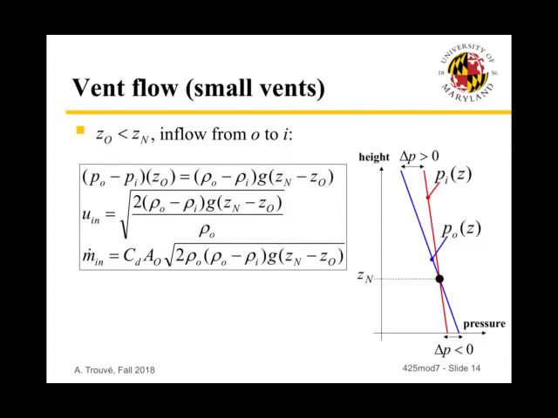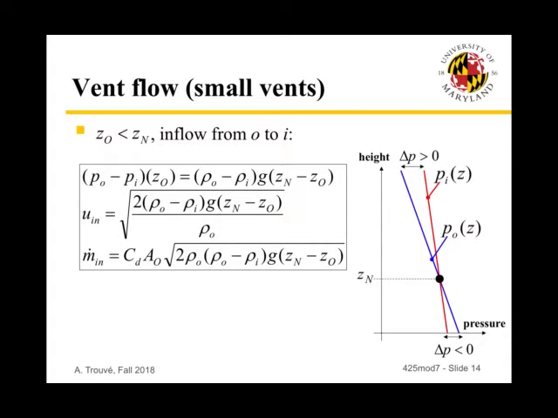Here on slide 14, now we are looking at the other case where ZO is smaller than Zn. That means that the vent is below the neutral plane elevation and is at a location where the pressure Pi is smaller than the pressure Po, and therefore we're now expecting inflow from outside into the compartment. And the delta P can be again expressed as a delta rho times g times the change in elevation. But the change in elevation is counted now from ZO, from the vent location, to Zn, the neutral plane elevation.